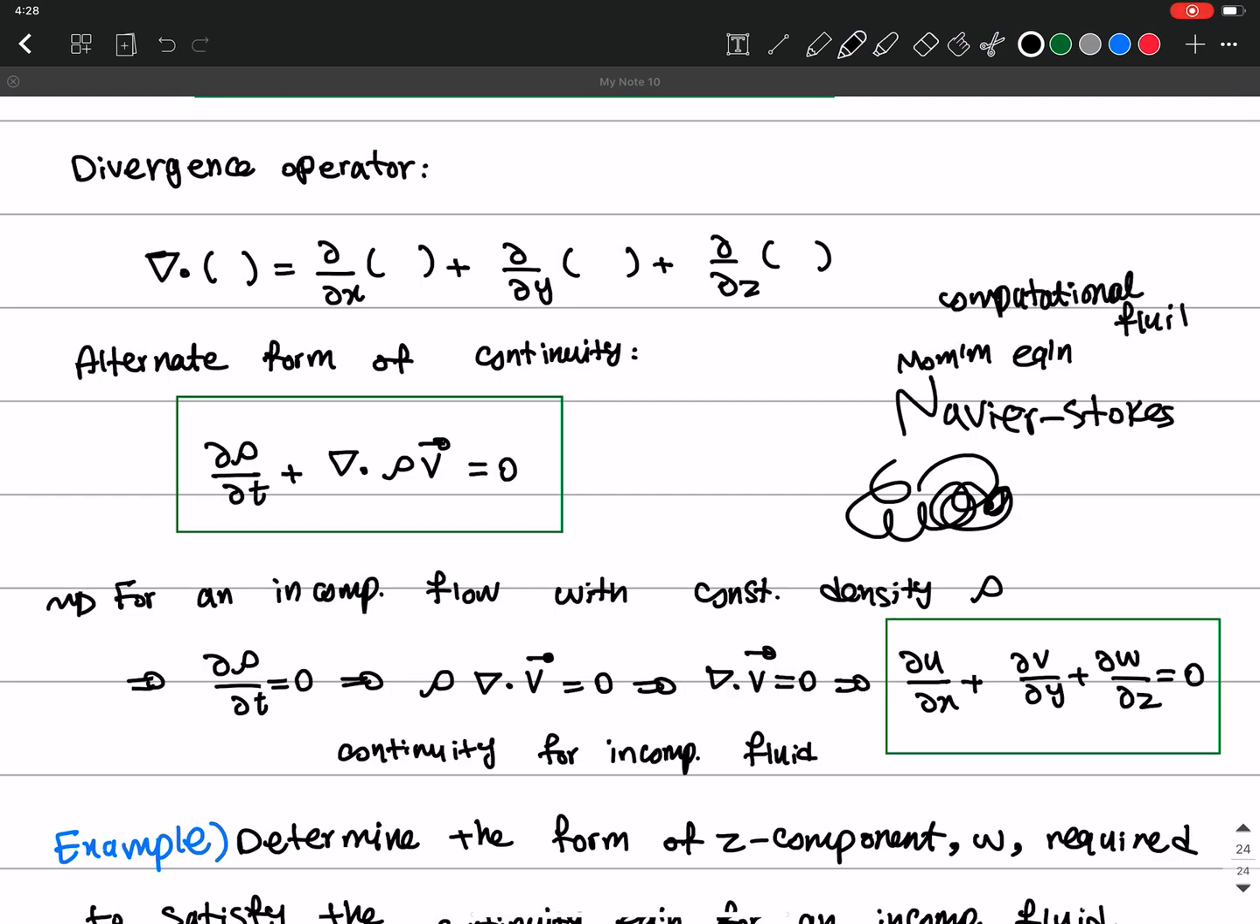Computational fluid dynamics codes. There are a lot of these codes available, both commercial and open source. For commercial codes, we have ANSYS Fluent and some codes like that. For open source, there are many of them, like OpenFOAM, which is one of the famous ones. And then we also have many other codes.